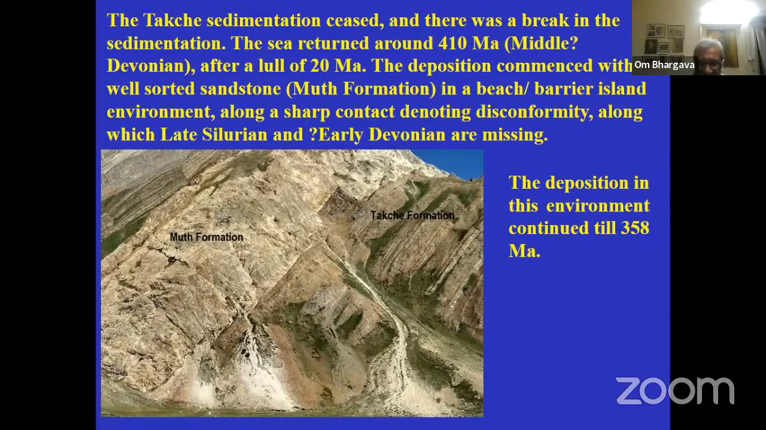And the sedimentation commenced in a very shallow basin, almost beach to island. And this is the one where we get giant trackways of the giant scorpion. And that is a fossil which has been found only at three places: Spiti, Antarctica, and Australia. And that represents the early Devonian.